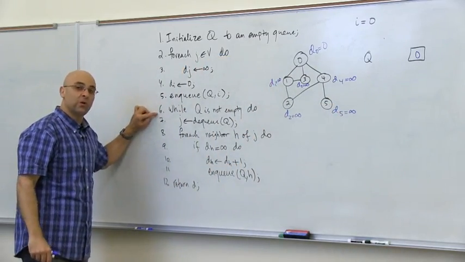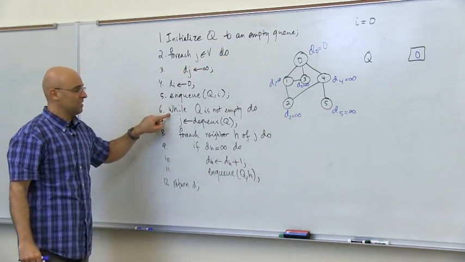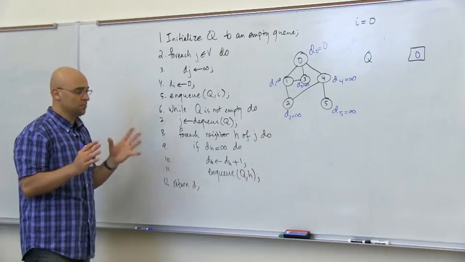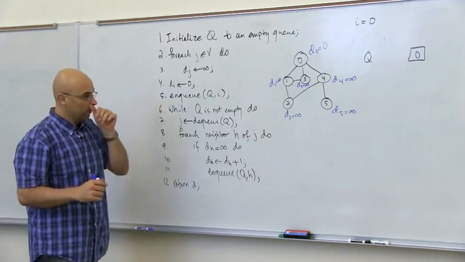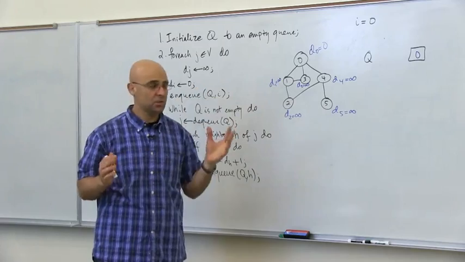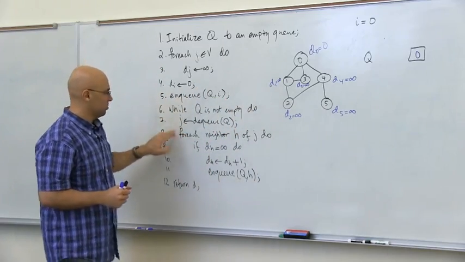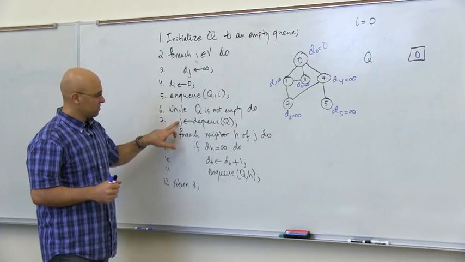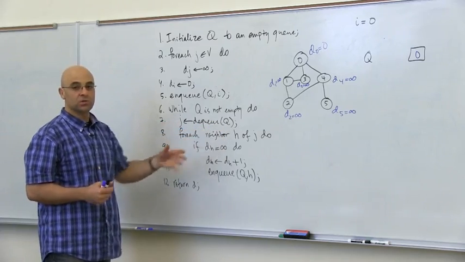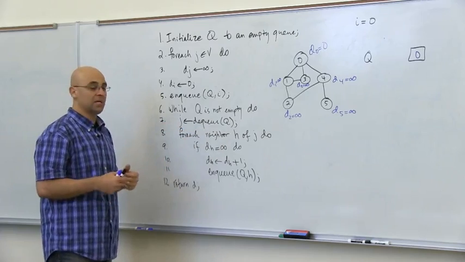Then we go into this while loop. This loop says, as long as the queue is not empty, do the following work. We look at the queue. Is it empty? The answer is no. So we go into this loop and start doing work here. What it says first is j is dq of q. So take an element from the queue.